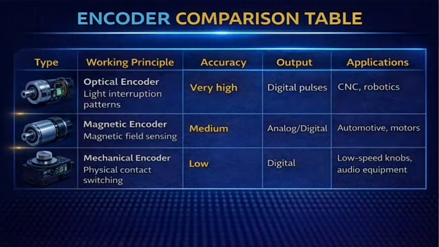Next comes the encoder comparison table. When we say encoder, there are different types of encoders. One is the optical encoder, another is the magnetic encoder, and the third is the mechanical encoder. The optical encoder's working principle is light interruption pattern. Accuracy is very high, and output is digital pulse. Applications are CNC and robotics. The magnetic encoder's working principle is magnetic field sensing, accuracy is medium, and output is analog or digital.